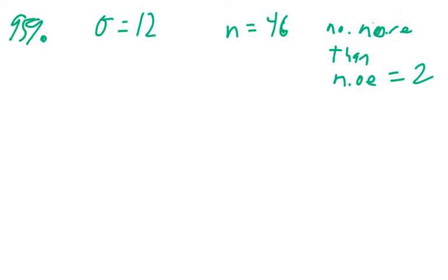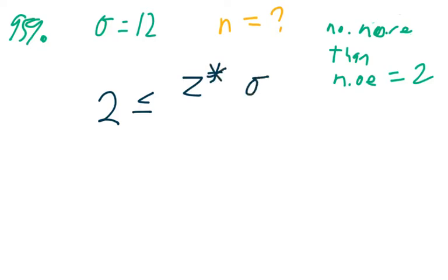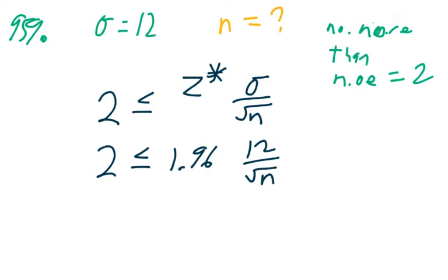So in this problem, we're going to get a 95% confidence interval. Our sigma is going to be 12, and our n we actually do not know. We want to find out what n equals in order to get a margin of error no bigger than 2. So 2 has to be less than or equal to Z star sigma over the square root of n. Just like in the last problem, Z star for 95% is 1.96. Sigma is 12 over the square root of n.